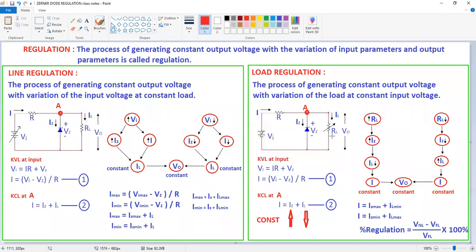Now if IL decreases, I constant, output voltage is constant. Why? Because RL is increasing, IL is decreasing. Then overall output voltage is maintained constant.